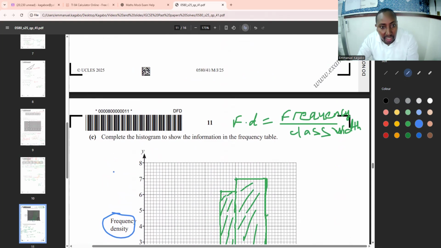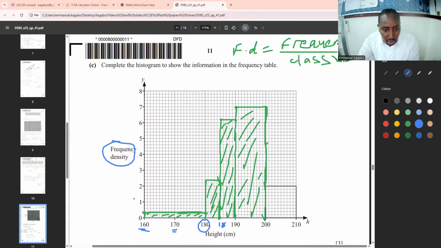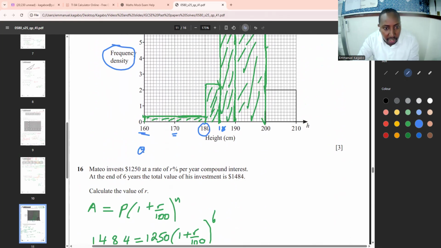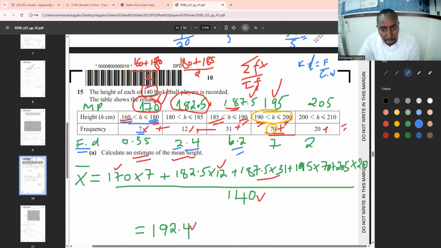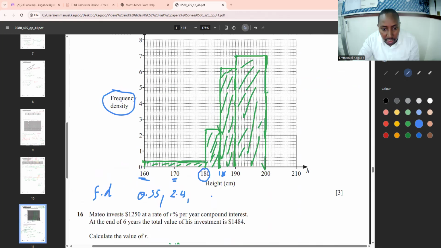Okay, maybe I can write them here one more time for everyone to see. So I had 0.35, I had 2.4. That's my frequency density, guys. Okay. The next one was 6.2.